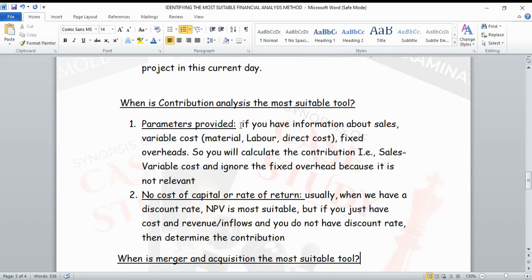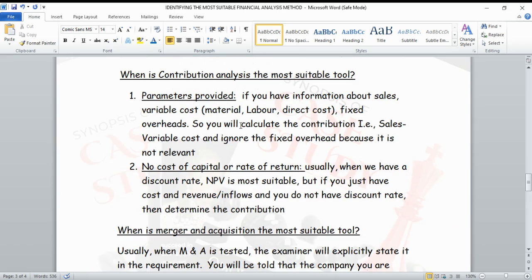The next one is contribution analysis. How do I know that I'm supposed to do contribution analysis? Now, net present value and contribution analysis, they go hand in hand. So let's create a scenario whereby you have every other thing. You have the annual cash flows, you have the sales, you have the variable costs, you have all of that, but you do not have a discount rate, then you know that that's contribution analysis.